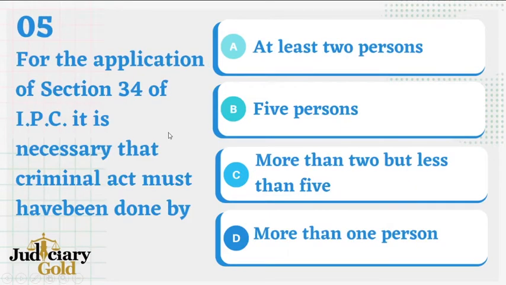Moving on to the fifth question. For the application of section 34 of I.P.C., it is necessary that the criminal act must have been done by. So to apply section 34 of I.P.C., a minimum number of people is required. What should the minimum number of people be? Options: at least 2 persons, at least 5 persons, more than 2 but less than 5, more than 1 person. The answer is at least 2 persons. So criminal conspiracy, common intention requires at least 2 persons. Minimum 2 people are needed.